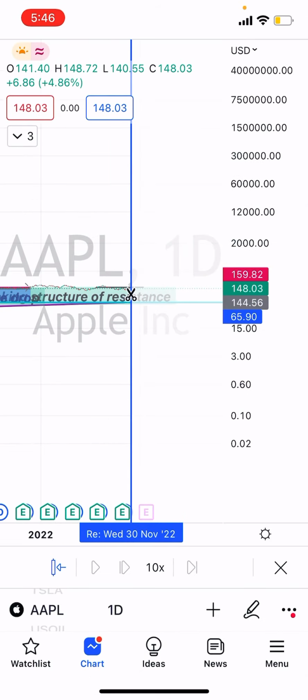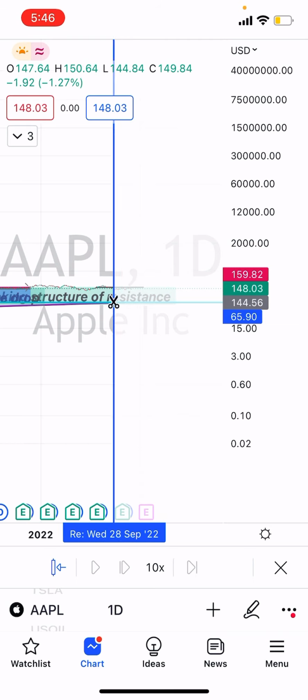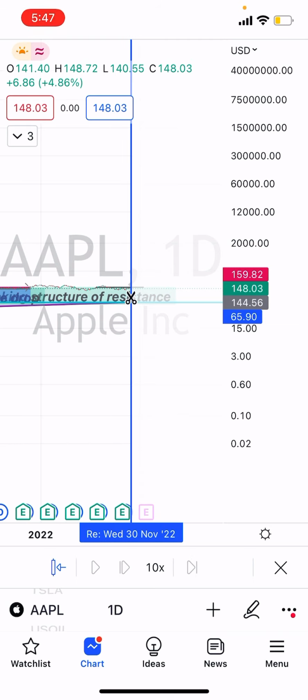Now, to have bar replay on TradingView, you have to have the premium membership, and it's going to cost money. So, if you're not trading with TradingView Premium, then you're just not serious about trading.